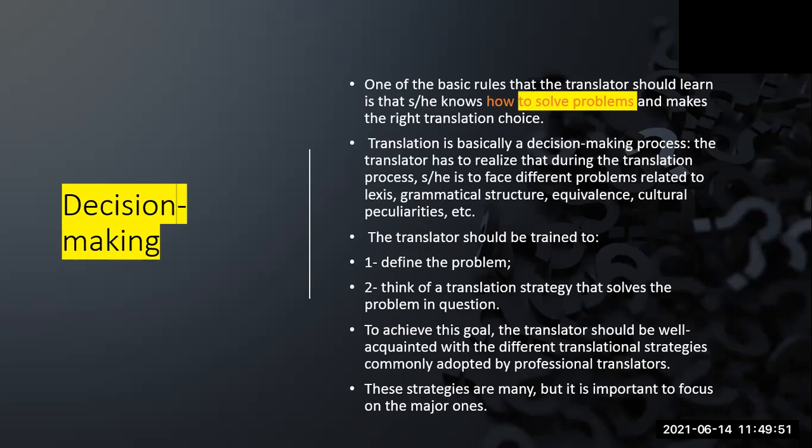To do this, you have to be very familiar with the common professional strategies that are usually employed by professional translators. Now, these strategies are a lot, they are many, but what we need to do here is to focus on the major strategies that you need to know. These strategies will help you solve any problem during the process of translation.